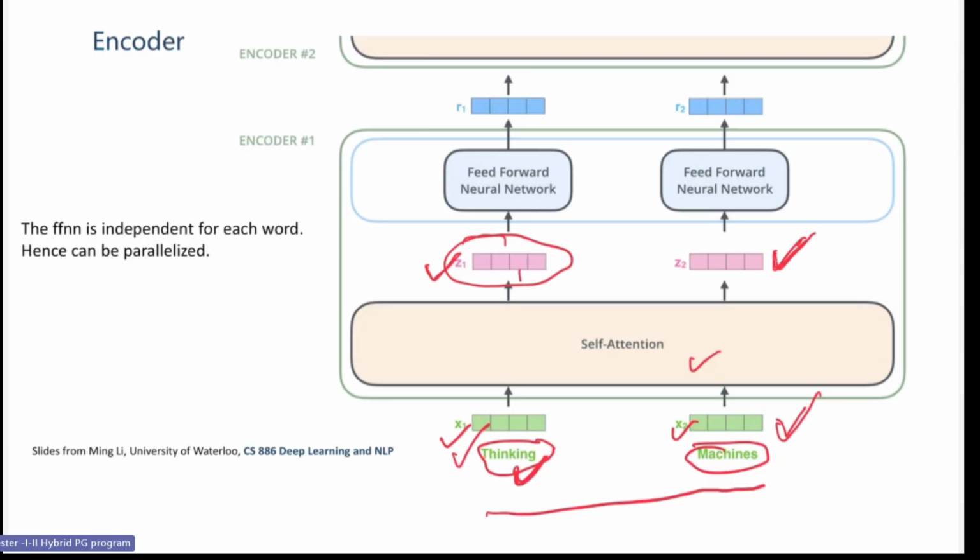So you want to get the feature of this word, but this word is not isolated. That's why for this word, thinking, you are taking help from machine, and that's why we have calculated that attention matrix. Then with the help of the attention matrix, you give some weight to x2, some weight to x1, and then you add these two vectors, and that gives you the refined vector. Okay, so now you have the refined vectors of x1 and x2, that is z1 and z2.